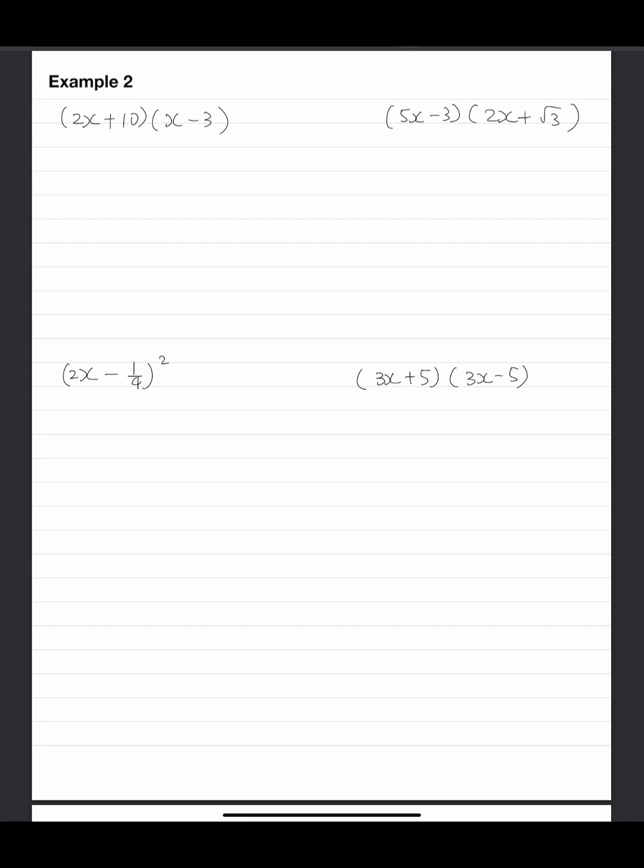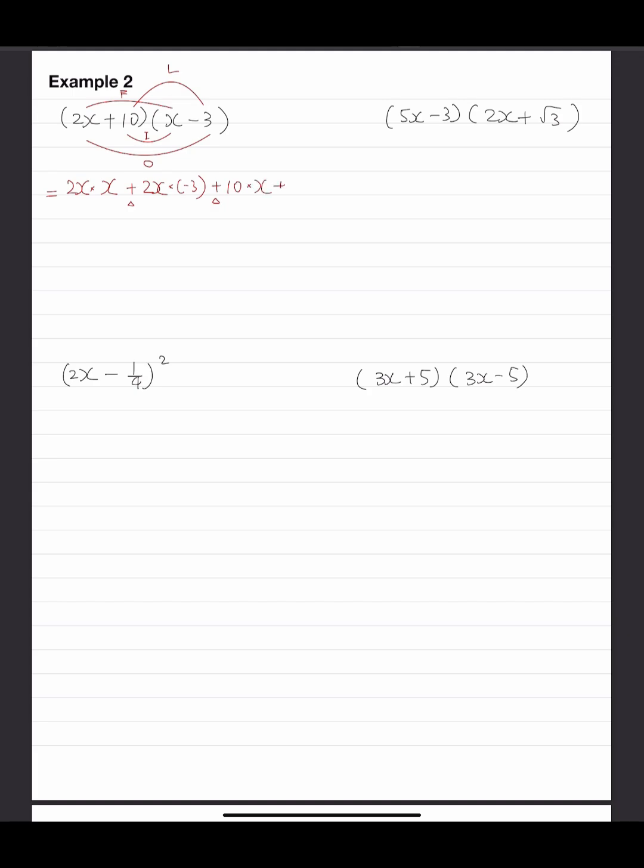So the first one, we're just using FOIL, okay? It's going to be the front, the outside, the inside, and the last. Yeah. So the front is 2x times x, and then you have the outside, which is 2x times negative 3. And then you notice that I'm always using a plus, okay? So in polynomial terms, you're always using plus. And then you plus the inside, which is 10 times x.